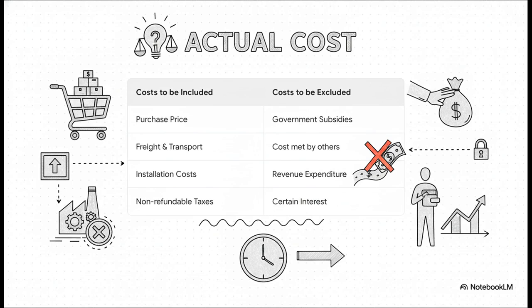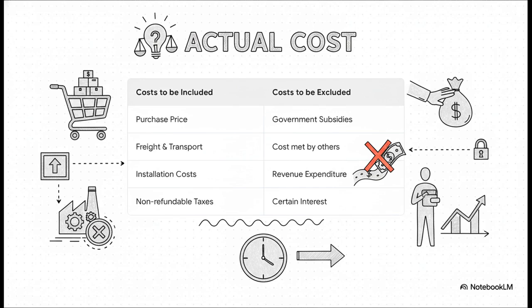This table lays it all out perfectly. On the left, we have all the costs you must include. You start with the purchase price, of course. Then you add any cost to get the asset to your location and ready for use. Things like freight, installation charges, and any non-refundable taxes. Now on the right, you've got the exclusions. If the government gives you a subsidy for that asset, that amount has to be deducted.